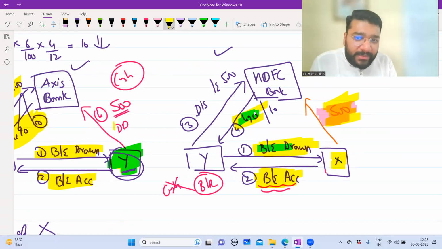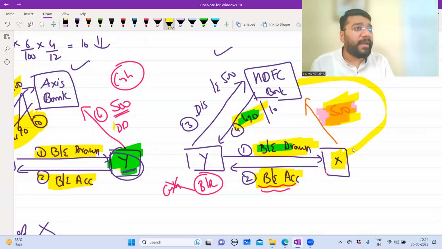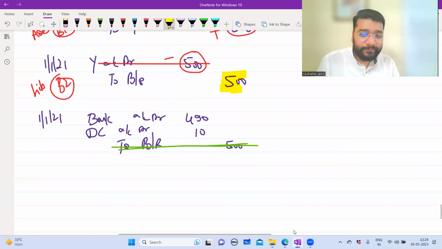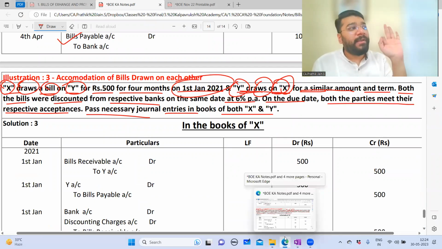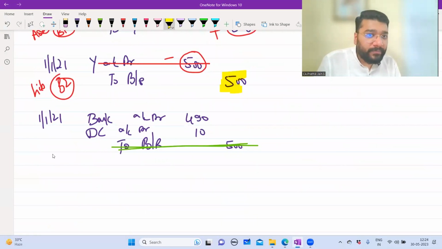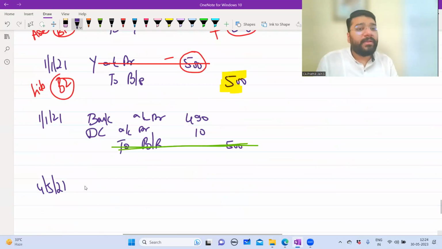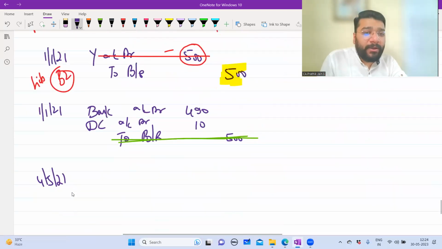Now bill discounting is happening between whom? Y and HDFC Bank. Will Y record it? No. But X is making the payment to HDFC Bank on the maturity date. Now this is a transaction between X and HDFC Bank. So X is making the payment on the due date. What is the due date? February, March, April, May. So 4th May, 2020 or 21? 21. X is making the payment to which bank? HDFC Bank. Only for your knowledge, I'm recording HDFC Bank.